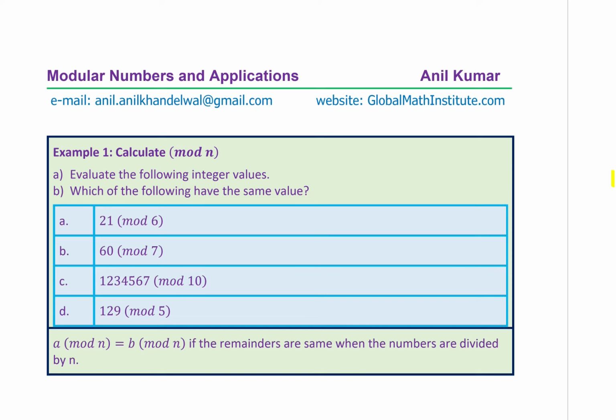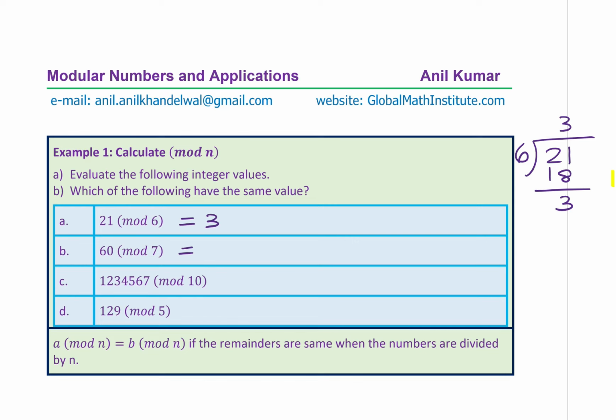Okay, let's begin with 21 mod 6. Now, how do we find 21 mod 6? Basically, we are going to divide 21 by 6 and check what is the remainder. Well, we know 6 times 3 is 18. And so, taking away 18 from 21 leaves a remainder of 3. So this is equal to 3. Is that clear to you?